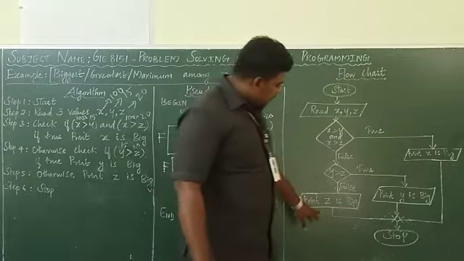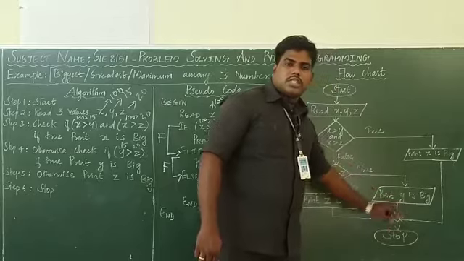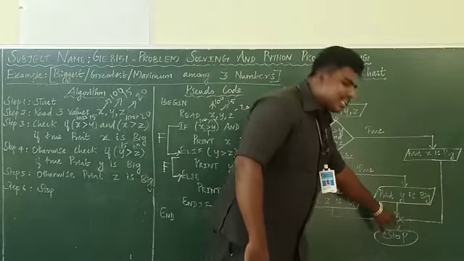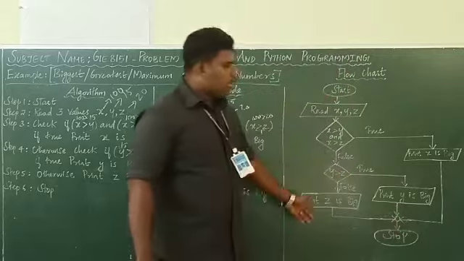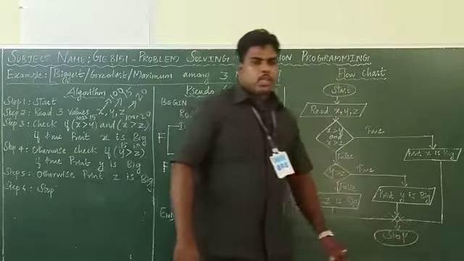See here, multiple flow lines are coming. For connecting the multiple flow lines, we are using the connector symbol. The circle is the connector symbol. Then we are stopping with the flowchart. Stopping with the terminal.